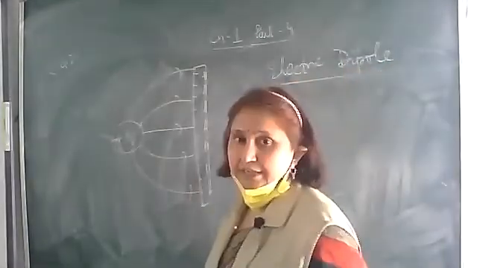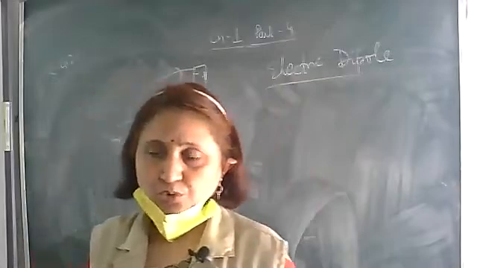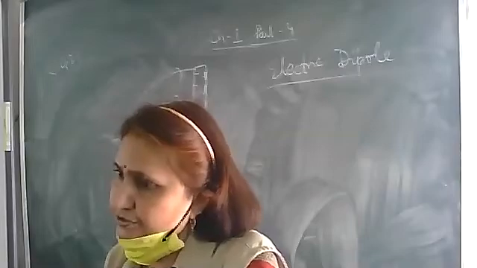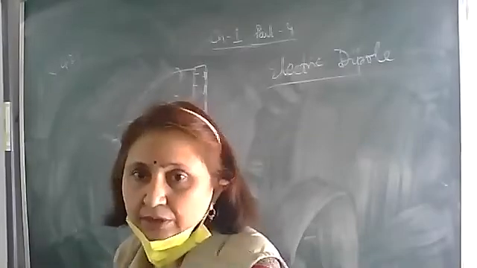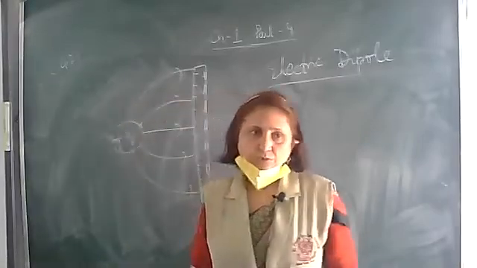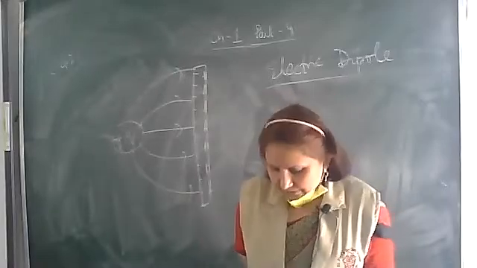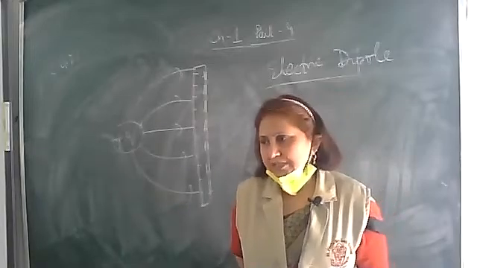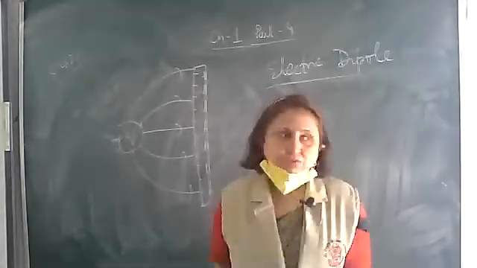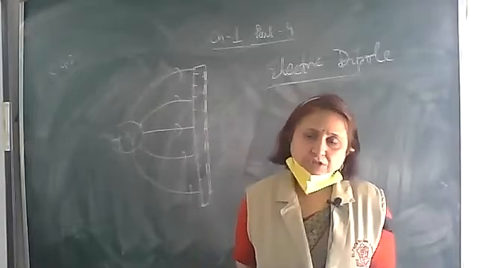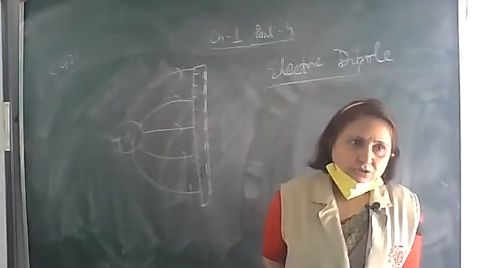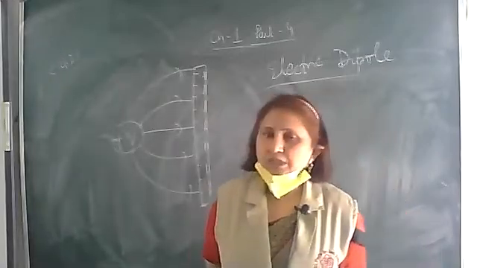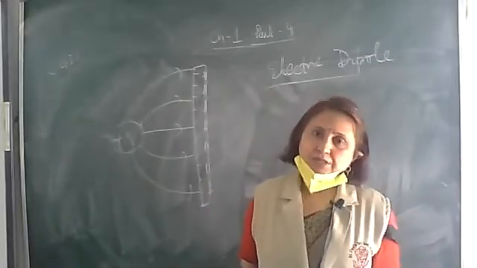As we have already studied, what is an electric dipole? Two equal and opposite charges separated by a small distance constitute an electric dipole. Write down: two equal and opposite charges separated by a small distance constitute, or form, an electric dipole.